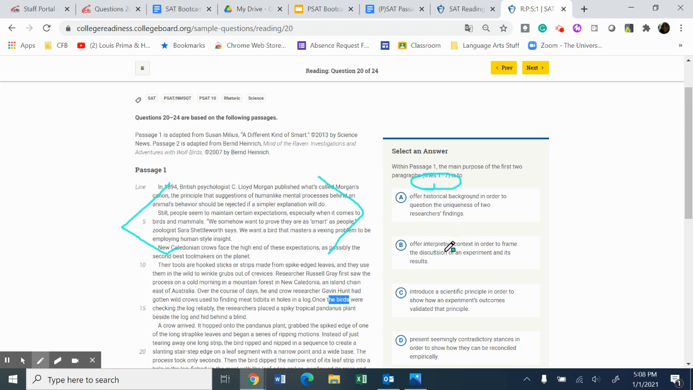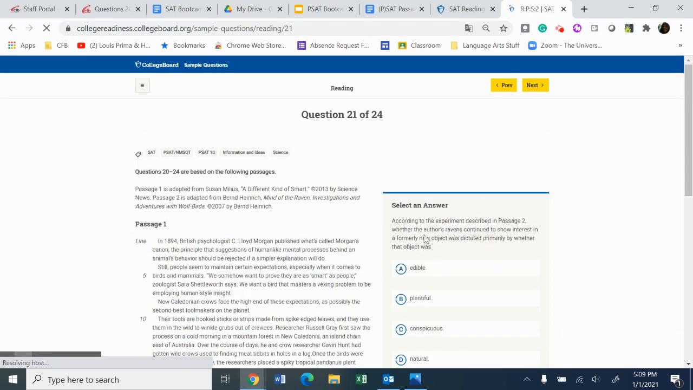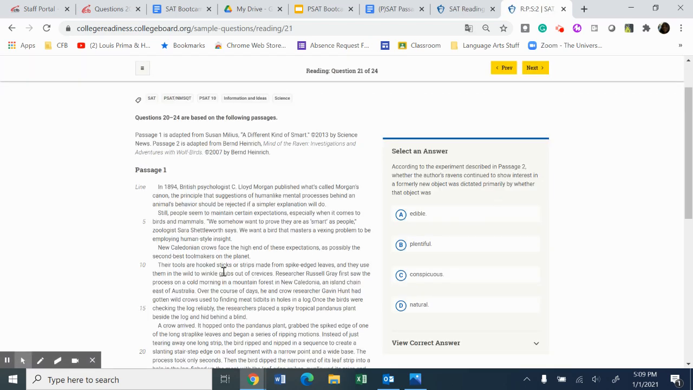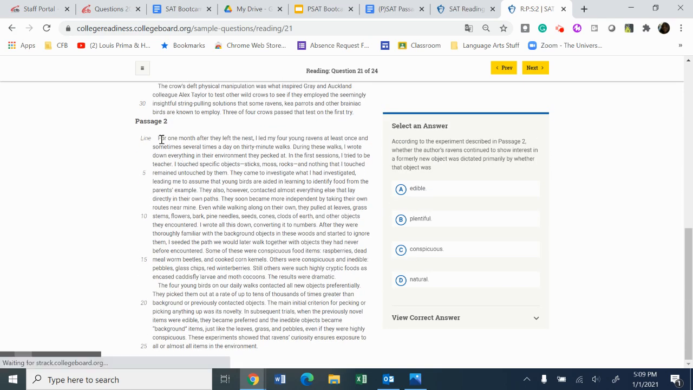It still has quite a lot. I know that if there's only one part that would be wrong, it would make the answer incorrect. I don't even know if that's correct or not, but I know that's a lot to get through. So I'm going to put that on the back burner, even though it looks easy, but I don't think it is. According to the experiment described in passage 2, okay, so there's some sort of science experiment here.